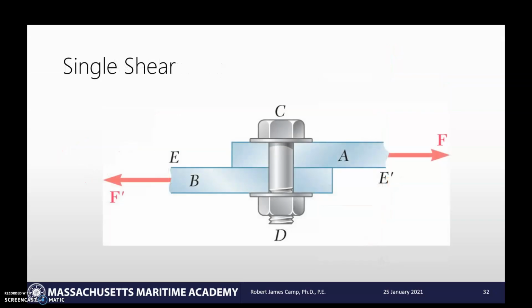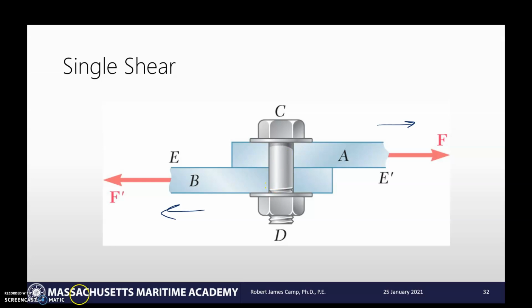And so this is the first application we've got, probably the most common. This would be called a single shear application. So what is going on here? Well, we can see that I'm pulling on A this way, and B this way, and so right along that plane, we are having a shear application.